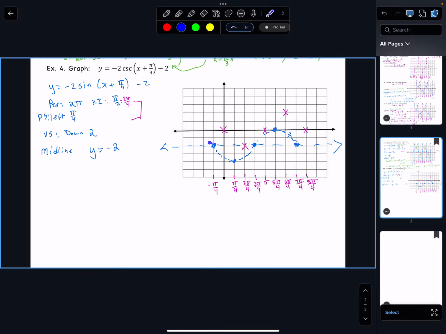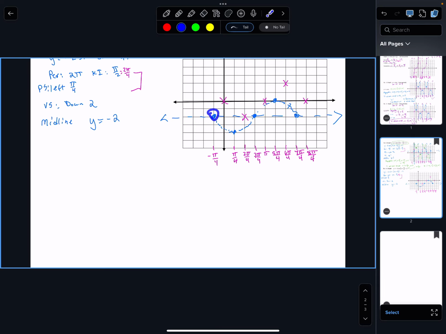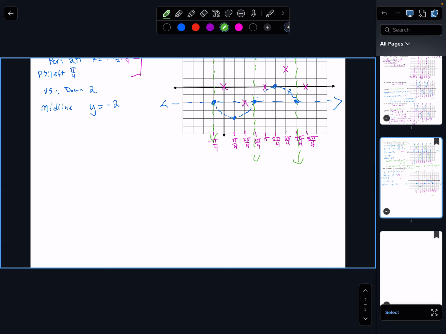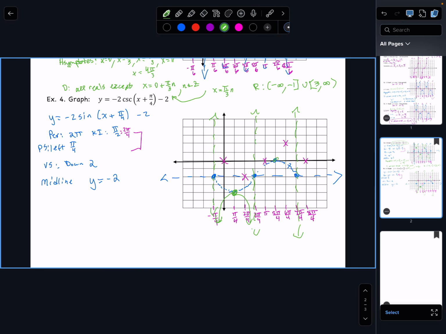And where you hit the midline is where you're going to have your asymptotes. So we're going to have an asymptote at -pi fourths, 3 pi fourths, and 7 pi fourths. And where you have your max and mins on the sine is where they're going to meet up.